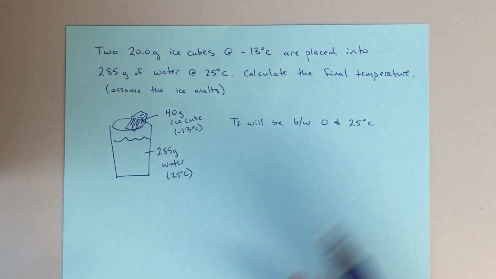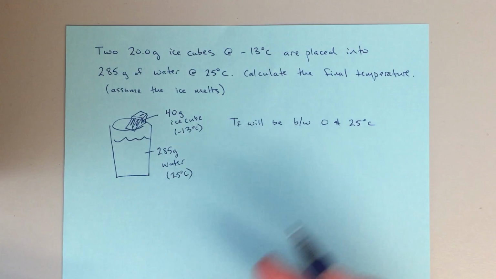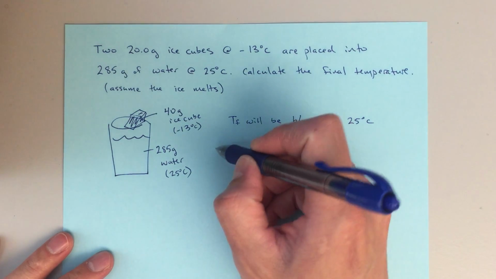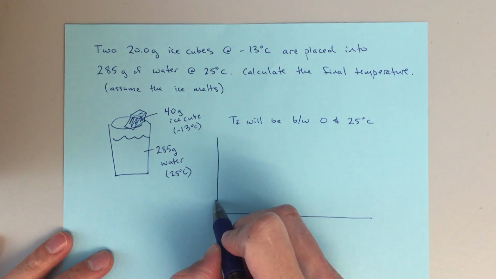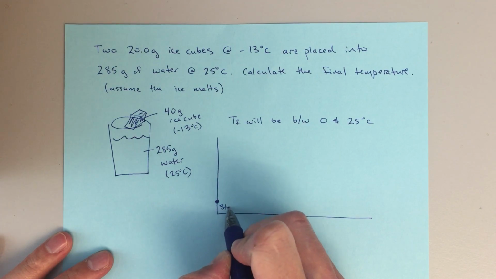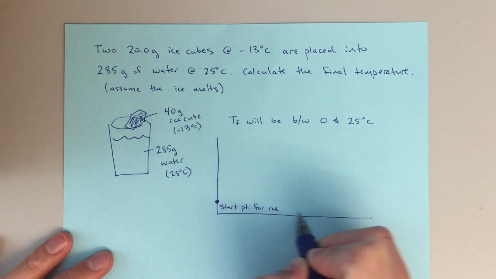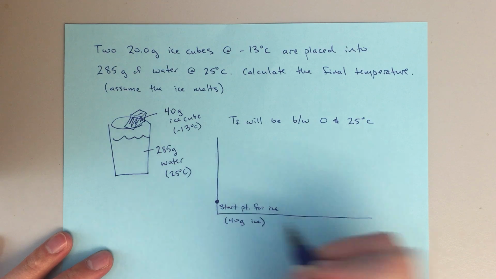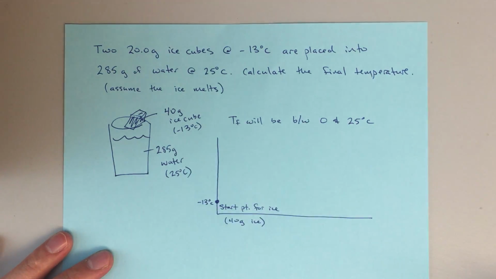Now, getting started with a question like this and drawing a diagram that makes sense, that we can follow, that's really the hardest part. In my last video, I really tried to talk about that, and I'm going to do that again in this video. So I'm going to draw my diagram, and I'm going to start right here for my ice. So this is going to be my starting point for ice, and that's 40 grams of ice. And the temperature of that is minus 13 degrees Celsius.